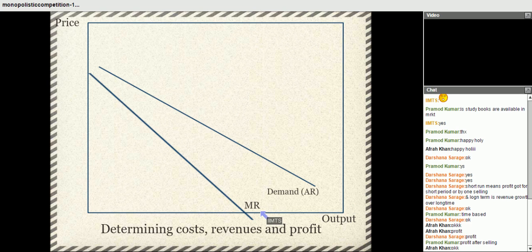So what is this marginal revenue? MR stands for marginal revenue. Marginal revenue means addition to the total revenue due to one extra unit. Like when one more unit of a product is sold, what additional revenue we are getting, that is the marginal revenue.